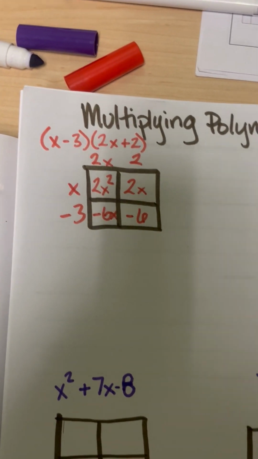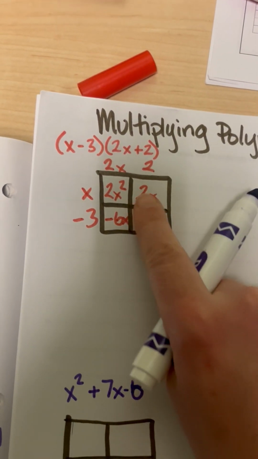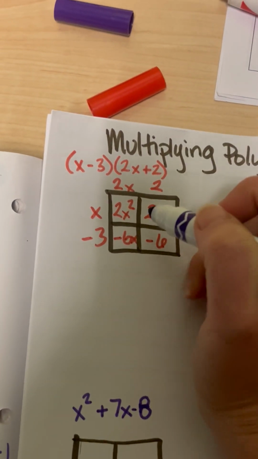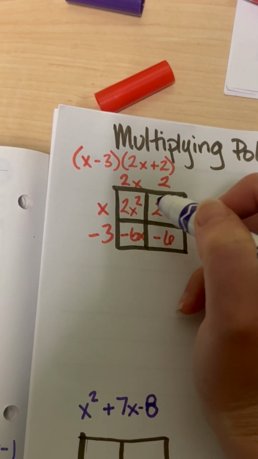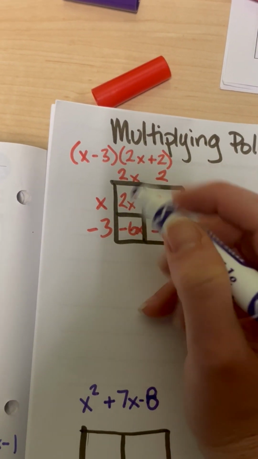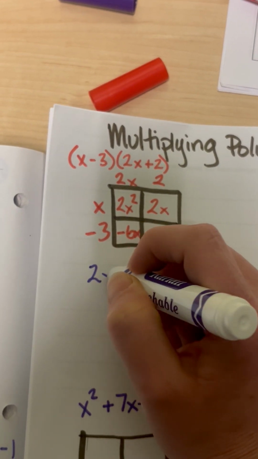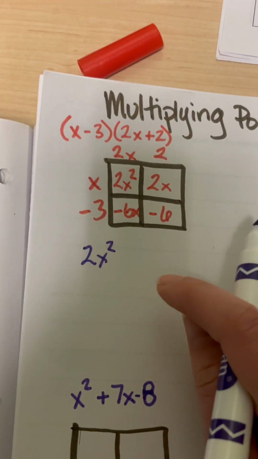So when you write all of these out, feel free to combine like terms before you write them down. We always are going to have these two that combine. So my 2x squared is by itself.